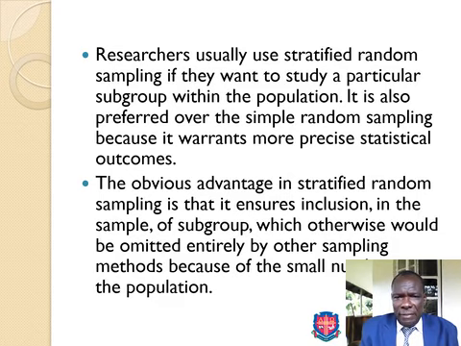The obvious advantage in stratified random sampling is that it ensures inclusion in the sample of the subgroup, which otherwise would be omitted entirely by other sampling methods because of the small number of the population.